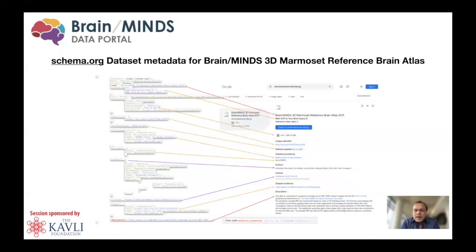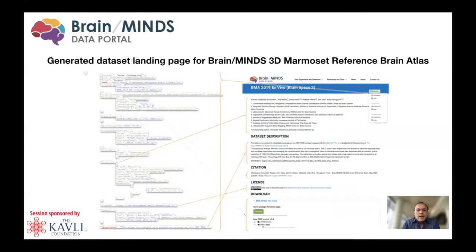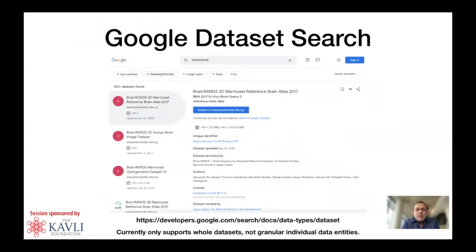including information like the authorship, the license, where to access it, and a data set description for this atlas. They also developed tools to generate a dataset landing page based on that metadata, so that it could be put up on their website and be searchable and indexable by other search engines. Now when you perform a Google dataset search, you actually see the Brain/MINDS reference brain atlas and other datasets available through Google dataset search.